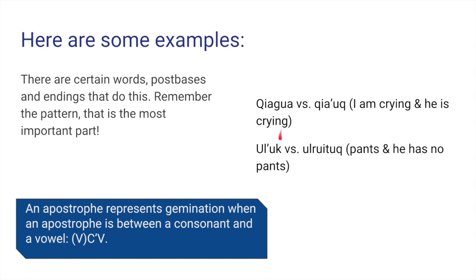Now this one does represent gemination, and that apostrophe represents that there's something missing there, that a letter has dropped, and we know that it's a fricative letter, but that apostrophe also lets us know that there's gemination, and we know there's gemination because there's a consonant, an apostrophe, and a vowel. So it reads ulluk. All right.